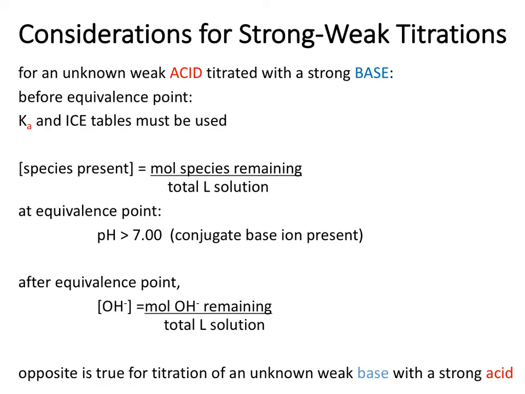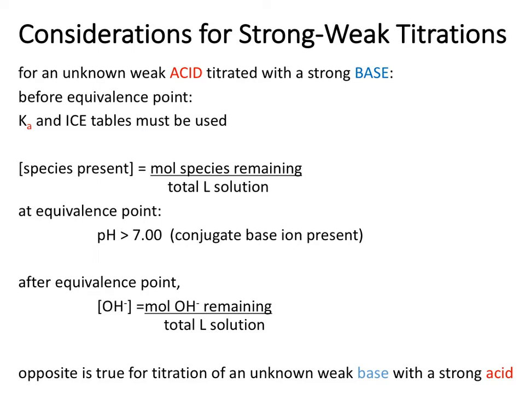So some considerations that you need to keep in your mind as you're working with strong-weak titrations. In the example of a weak acid being titrated with a strong base, before you've reached your equivalence point, Ka and ice tables are going to need to be used in order to calculate your H plus concentration. Basically these are going to be a series of weak acid calculations. Also, the concentration of the species present is going to be equal to the number of moles of species remaining divided by the total liters of solution. Remember, since this is a weak acid problem, you are going to have to consider the conjugate base that gets produced.